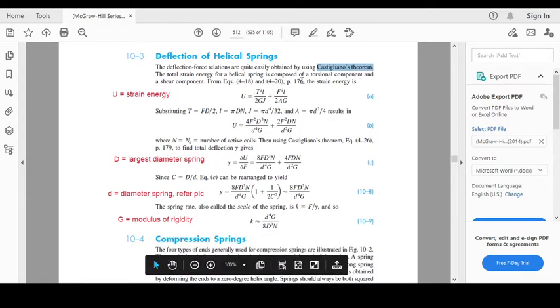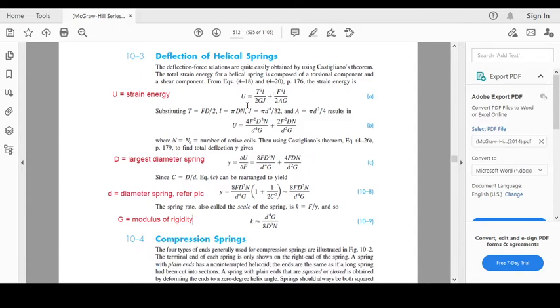Okay. U is the strain energy. U is T squared L over 2GJ, with G the modulus of rigidity. For those who forget, G is the modulus of rigidity, J is the polar moment of inertia, and L is the length of the spring. Then F squared L over 2AG, where A is the cross-section area of the spring. Substituting this equation, you get U, the strain energy for the spring, as 4F squared D cubed N over d to the power of 4 G.